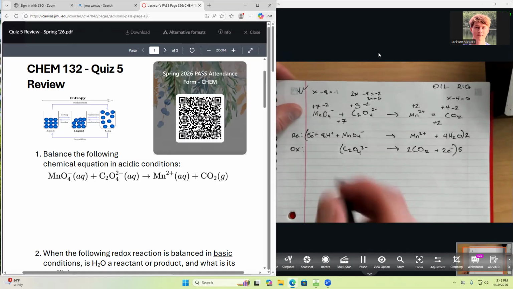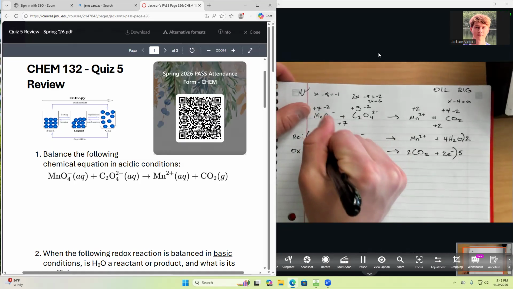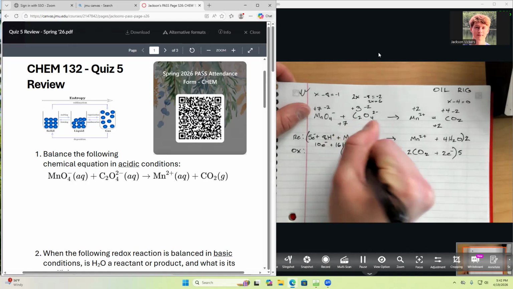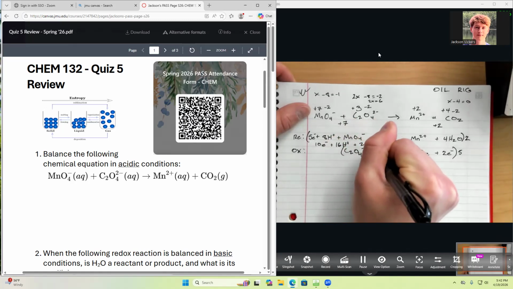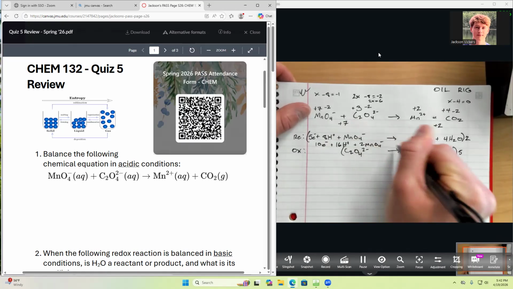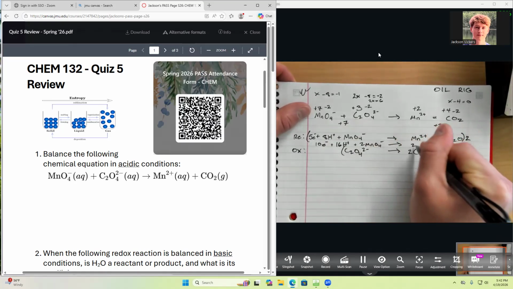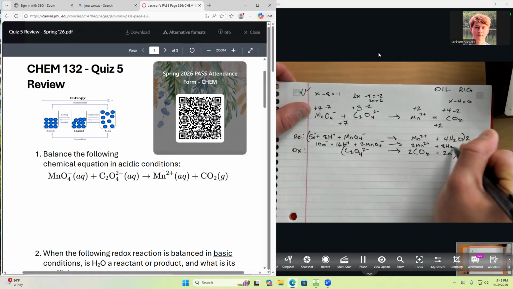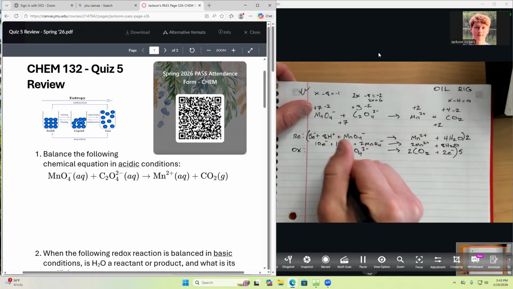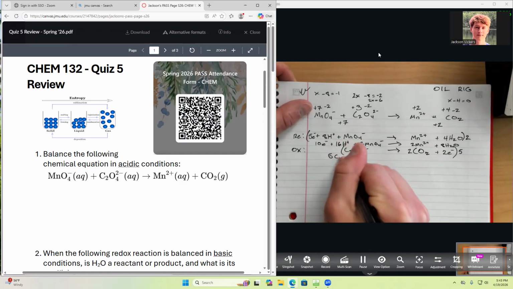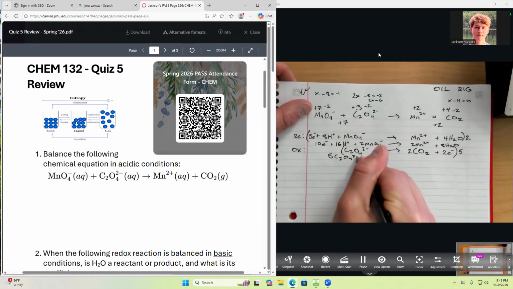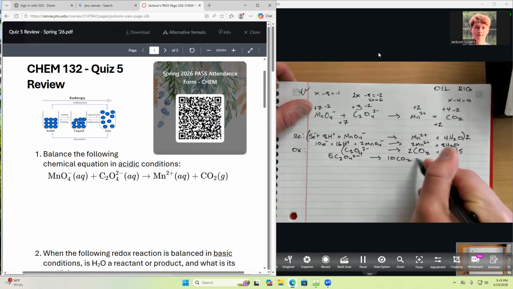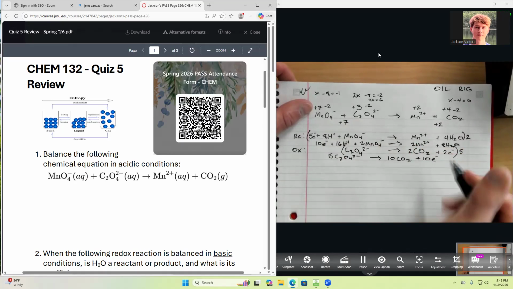And I'll do that up here. So we have 10 electrons plus 16 protons plus 2 of the MnO4 minus going to form 2 Mn2 plus and 8 waters. And then over here, we're going to get 5 of the C2O4 2 minus, 10 carbon dioxides, and 10 electrons.